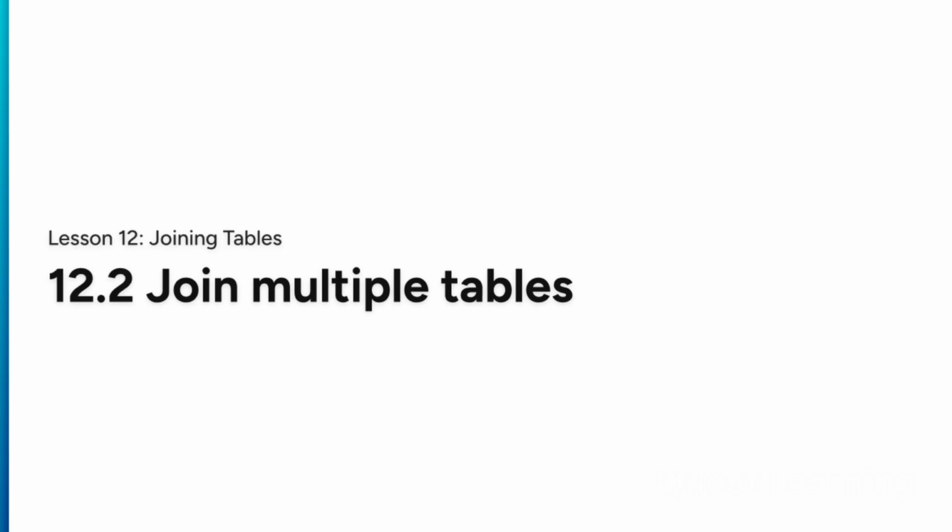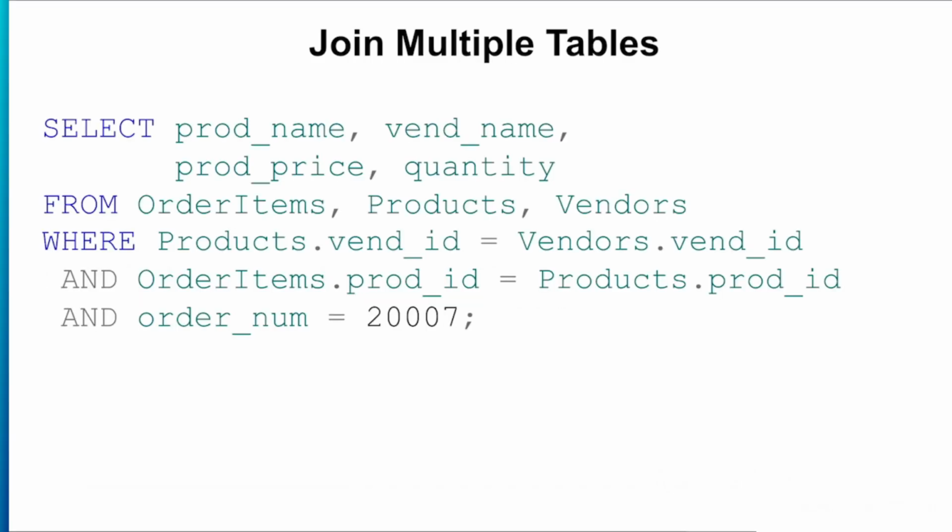We just saw the equijoin and inner join join two tables. The truth is, you can join as many tables as you want. In fact, our next example joins multiple tables. Here we're joining the order items, the products, and the vendors to return combined information to all the information you need about a single order, order number 20007. Even though that information is scattered across three tables, what gets returned is a single result set.